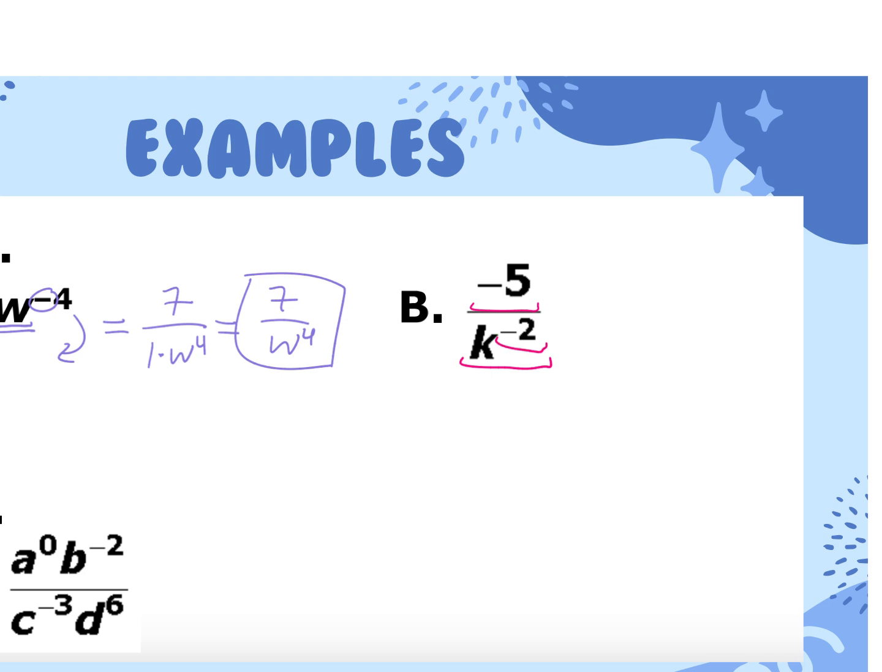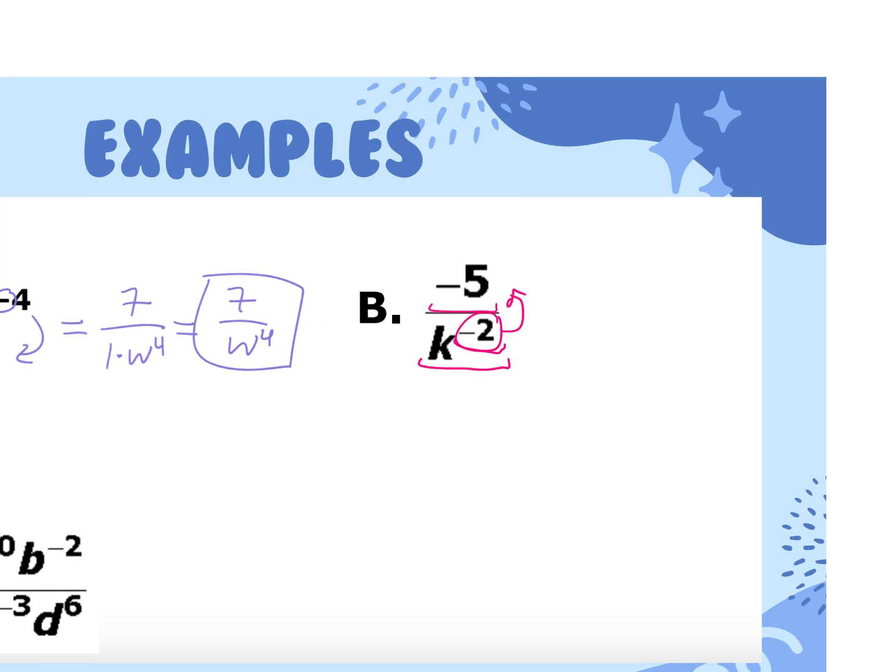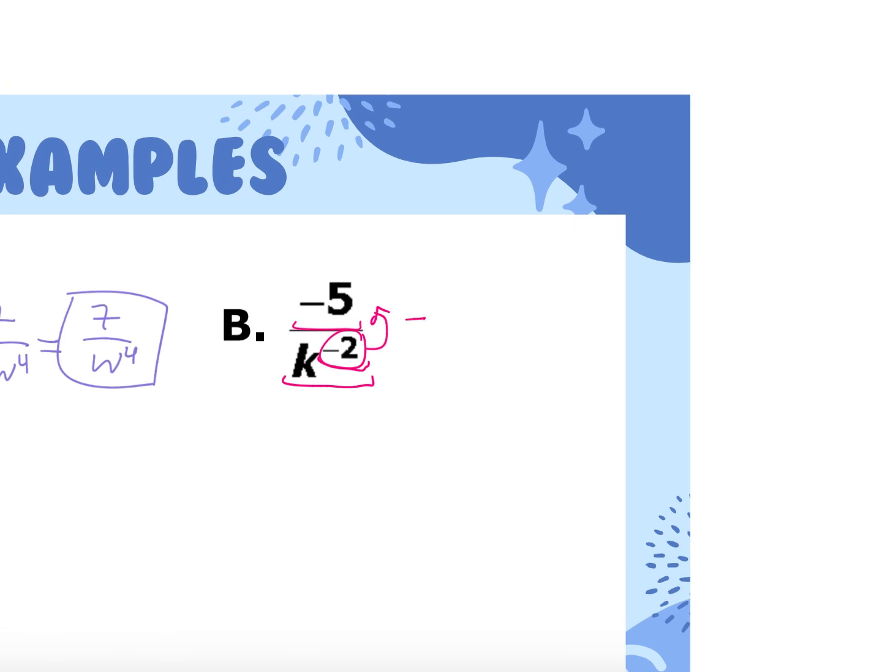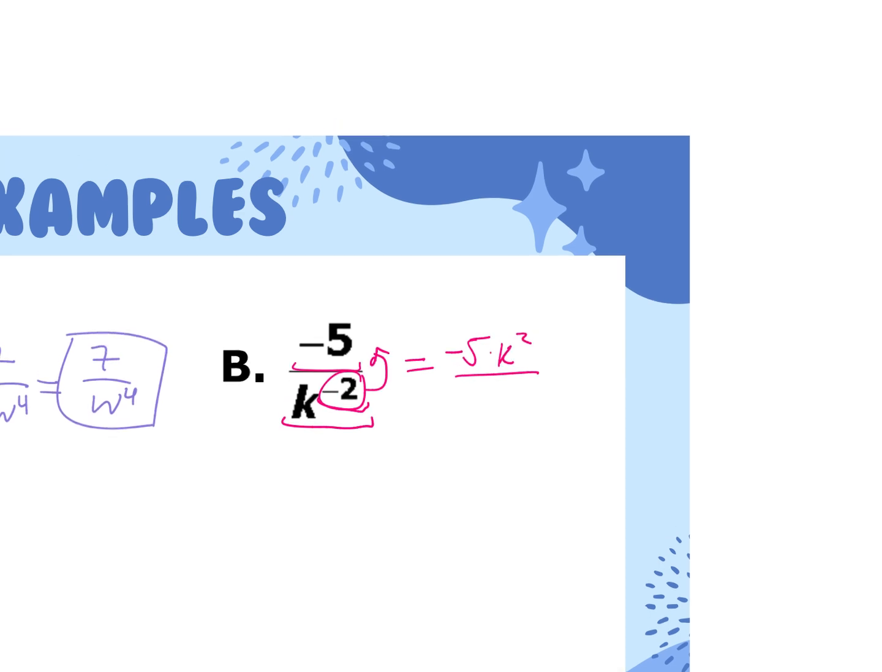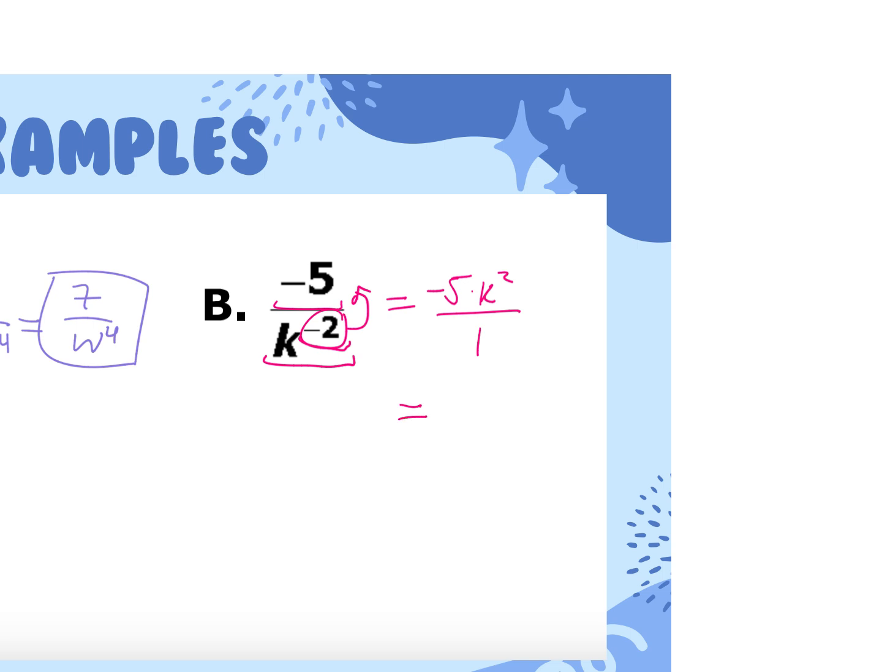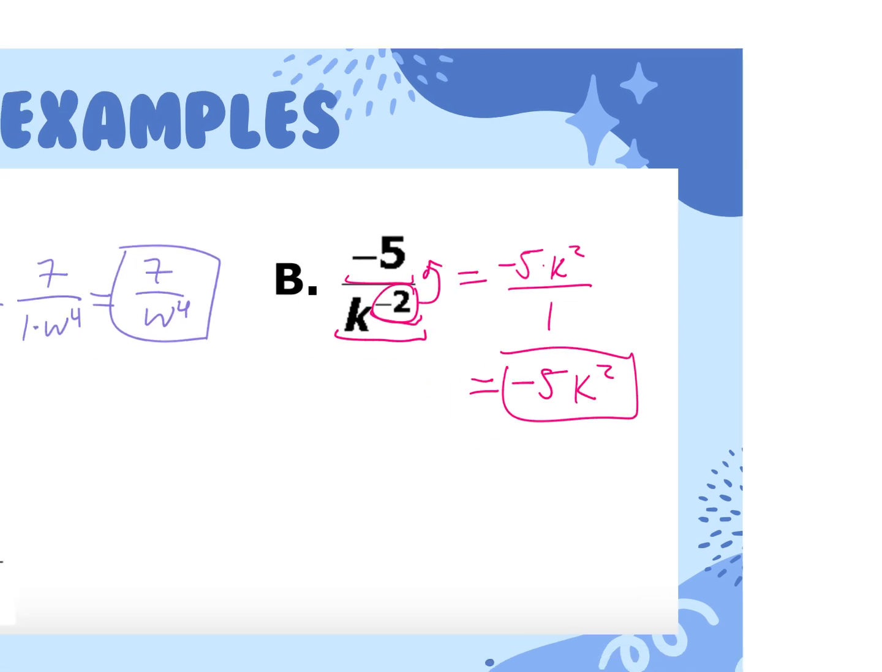Because this negative 2 is what we see in the exponent, and I don't want a negative exponent, so to make it positive, I'm just going to bring it to the top and change the sign. So bring it right on top with that negative 5, and this is going to become negative 5 times k to the positive 2 over 1. But anything over 1 is itself, so I'm just going to fully simplify it. It's going to be negative 5 k to the positive 2.